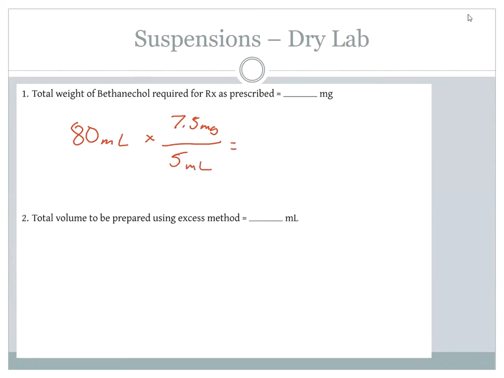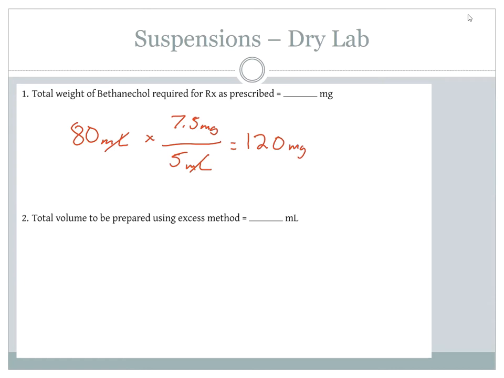And when you do that, you'll see milliliters cancel, and that would be the total amount of drug I would need to prepare 80 milliliters at a concentration of 7.5 milligrams per 5 mLs. So what do you get when you do that? You get 120 milligrams. Easy breezy. That's how much. And guess what? If we had drug powder, all we would need to do is weigh out 120 milligrams, right? That would be a piece of cake.